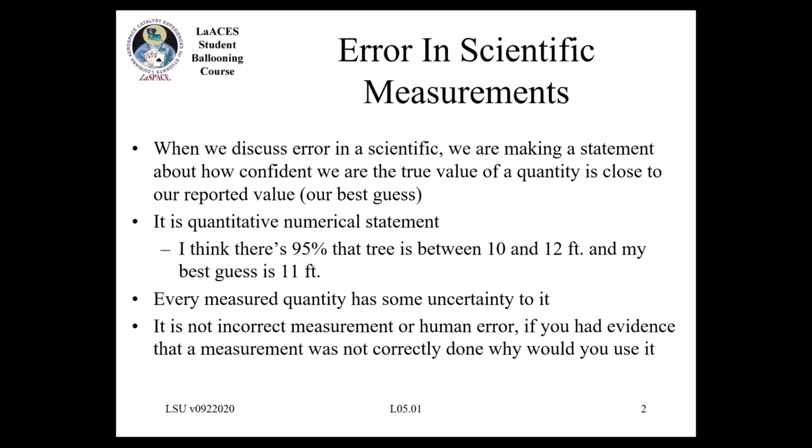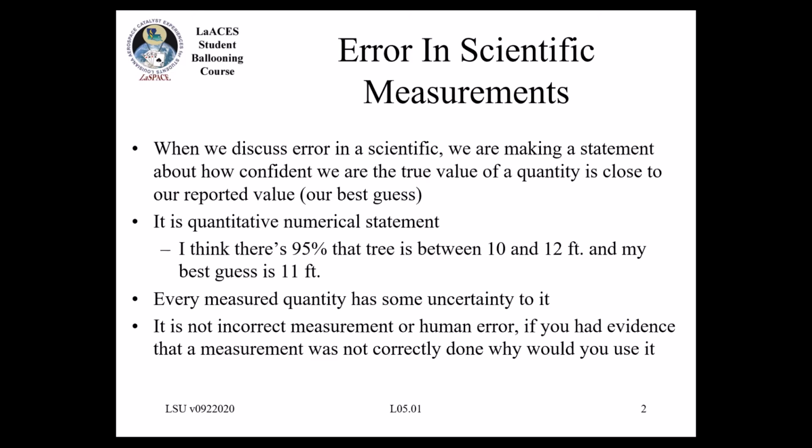So when we talk about error in a scientific measurement, we are making a specific kind of statement. We are basically stating what our best guess is of the true value of a quantity, and then how close we think other possible values are to that.